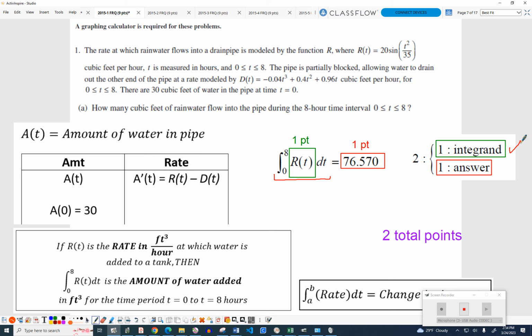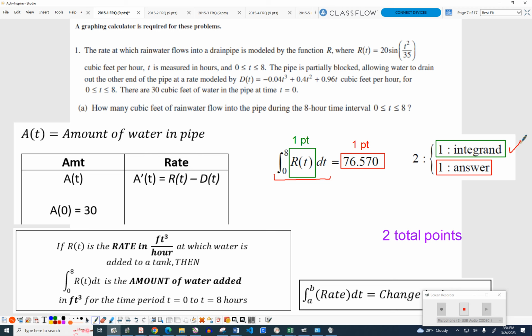Sometimes it is hard to tell. They're actually doing the wrong stuff because they're trying to do 2 different things. Give them 1 out of 2 for having the correct integrand.